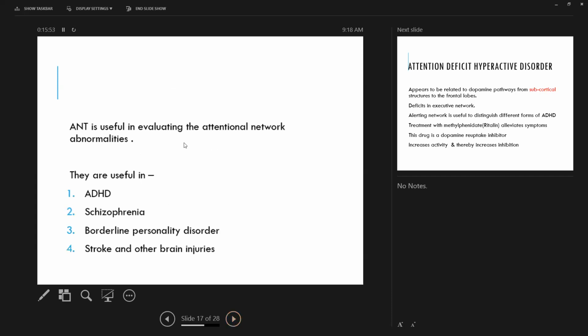The attentional network test is useful in evaluating attentional network abnormalities, mainly associated with ADHD, schizophrenia, borderline personality disorder, stroke, and other brain injuries.